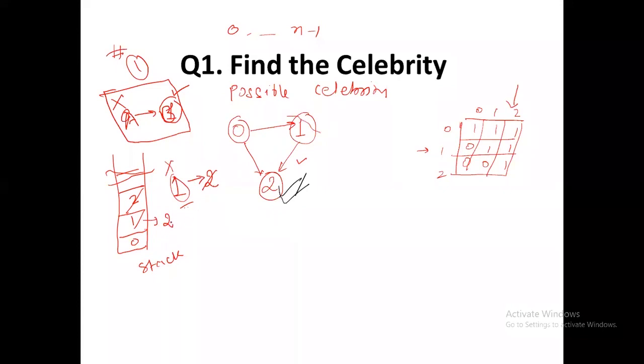Now what is the second part? The second part is the same way I need to iterate here, like 0 and 2. Just pop it up. 0 and 2. Check if 0 knows 2. Yes, 0 knows 2. If 0 knows 2, then 0 can't be the celebrity. Who can be the celebrity?